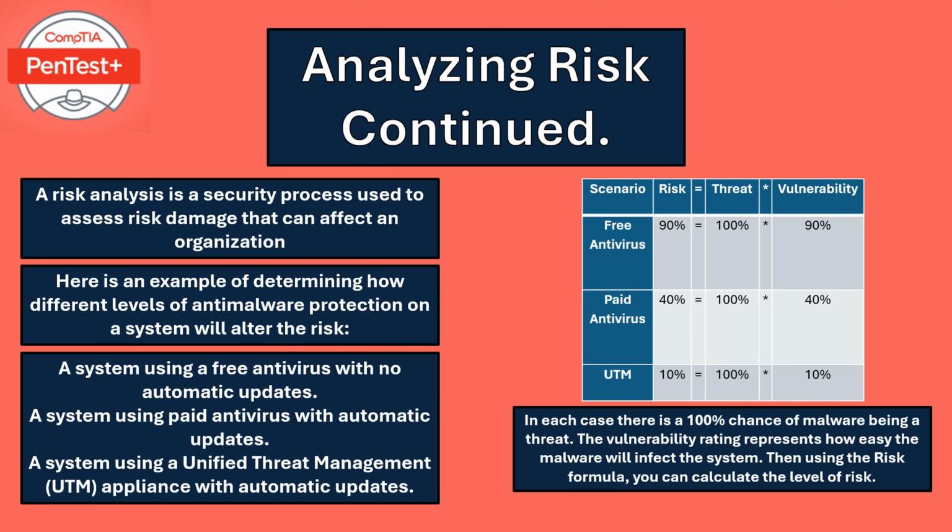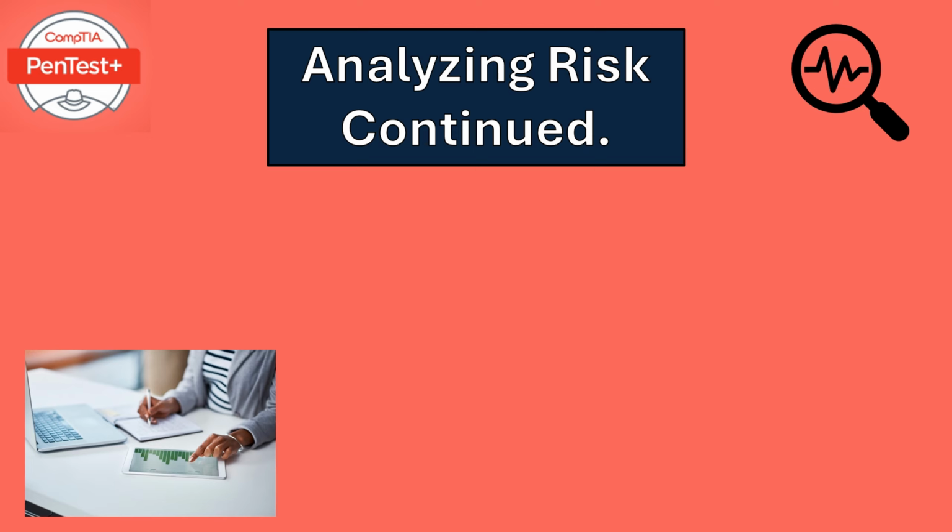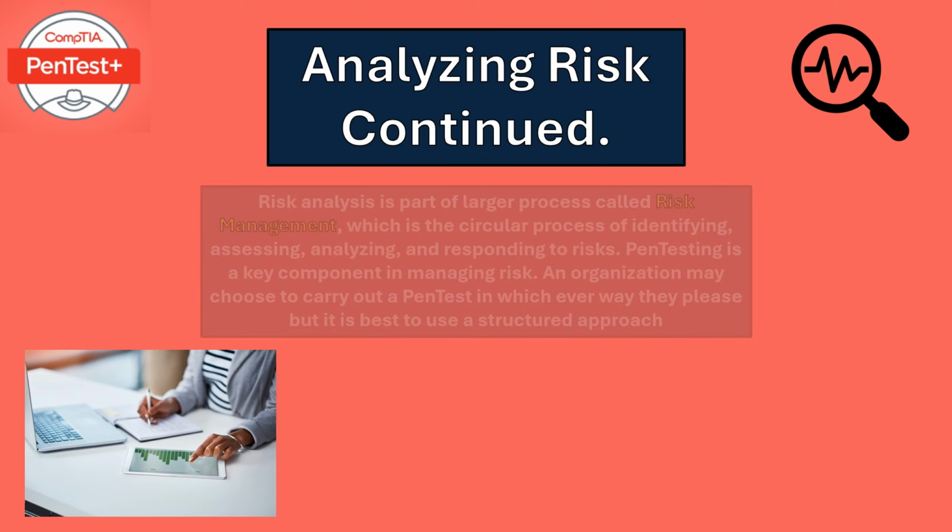In each case here, there is a 100% chance of malware being a threat. The vulnerability rating represents how easy the malware will infect the system. Then, using the risk formula, you can calculate the level of risk. One of the primary goals of a penetration test is to reduce the overall risk of an organization by taking proactive measures to reduce the vulnerabilities.